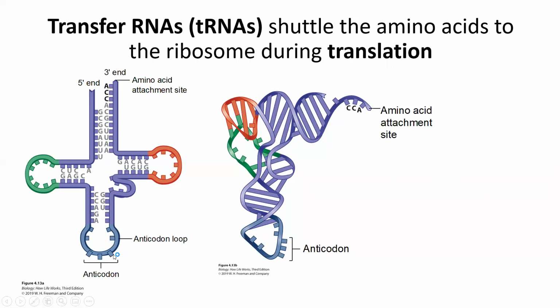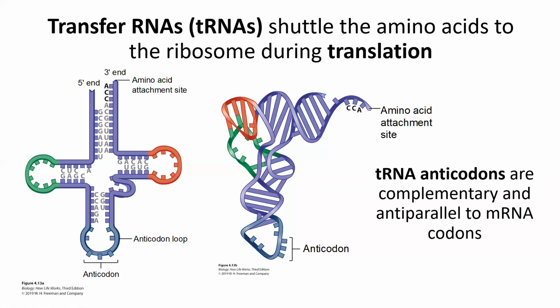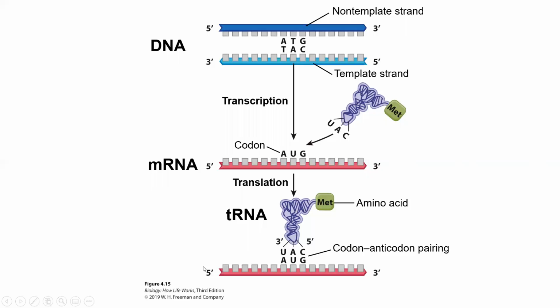Now, this anticodon portion is responsible for recognizing specific sequences in your mRNA. And your anticodons are going to be complementary and antiparallel to your mRNA codons. Now, what do we mean by codon? Codons are a 3 base pair site. The way that transfer RNA reads things, or the way that mRNA is read, is in sets of 3 nucleotides. So AUG here, for example, is 1 codon.